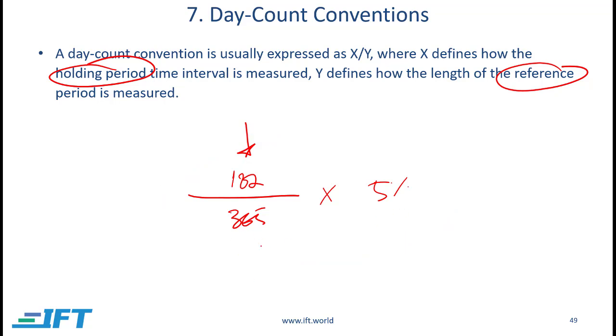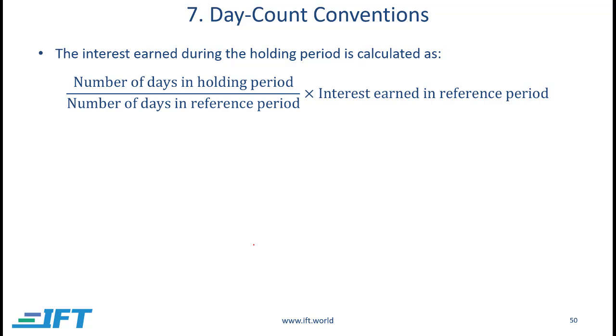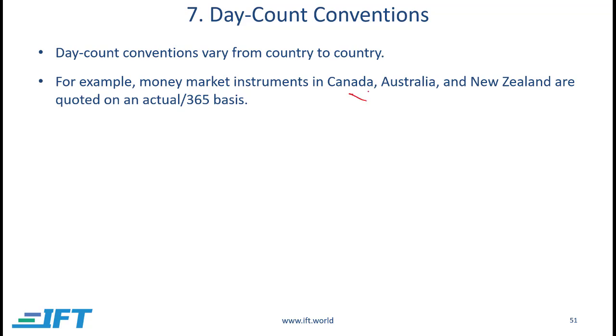This is actual, which means the actual number of days that I'm going to hold this for and the actual number of days in that year. It could be 366 as well if it's a leap year. But different countries actually follow different day count conventions. Some countries might be following 30/360, which means I'll just take every month to have 30 days and the full year to have 360 days. Some countries might be doing actual over 365. That might be the case as well. Some might be doing actual over actual. So this is something you need to keep an eye out for. For example, Canada, Australia, and New Zealand are following actual over 365.